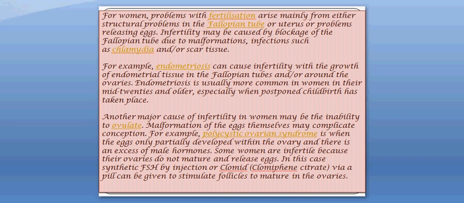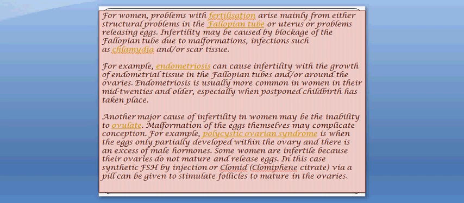Infertility may be caused by blockage of the fallopian tube due to malformations, infections such as chlamydia, and or scar tissue. For example, endometriosis can cause infertility with a growth of endometrial tissue in the fallopian tubes and or around the ovaries. Endometriosis is usually more common in women in their mid-20s and older, especially when postponed childbirth has taken place.